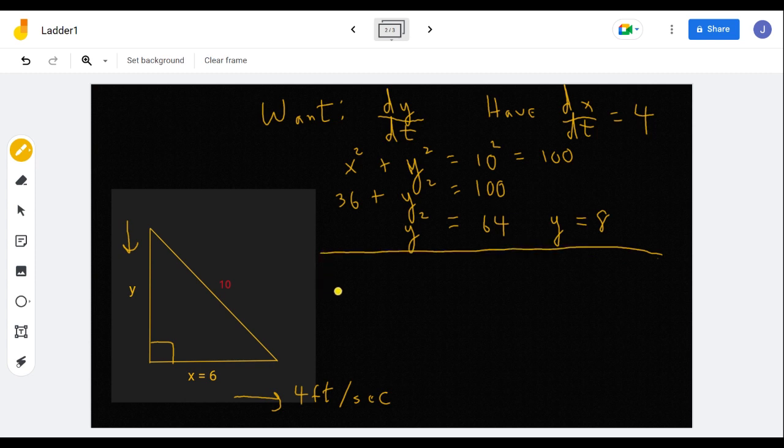But how can we find a relationship between dy/dt and dx/dt? Well, if we take this equation here, and I'm going to rewrite it, 100, take the derivative of both sides. So we're using the chain rule, and we're assuming that both x and y are functions of t. So this is actually a composition of two functions.